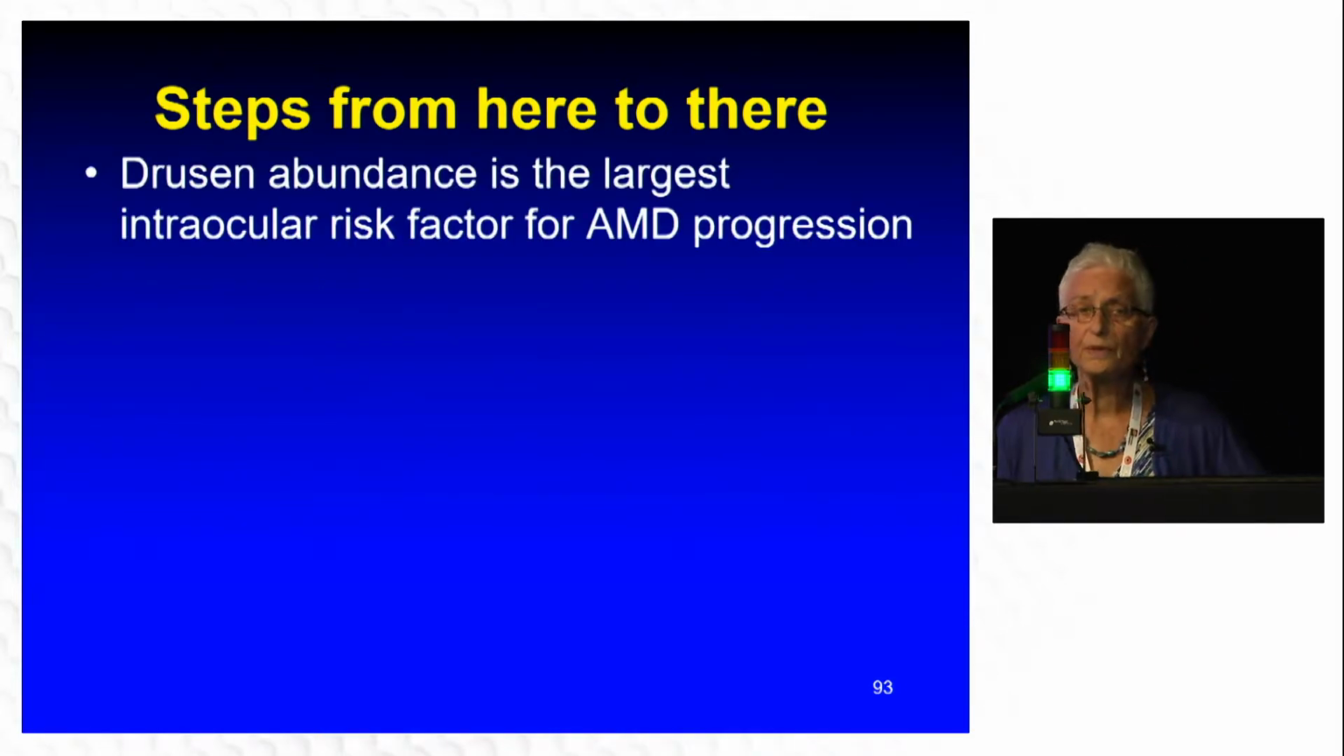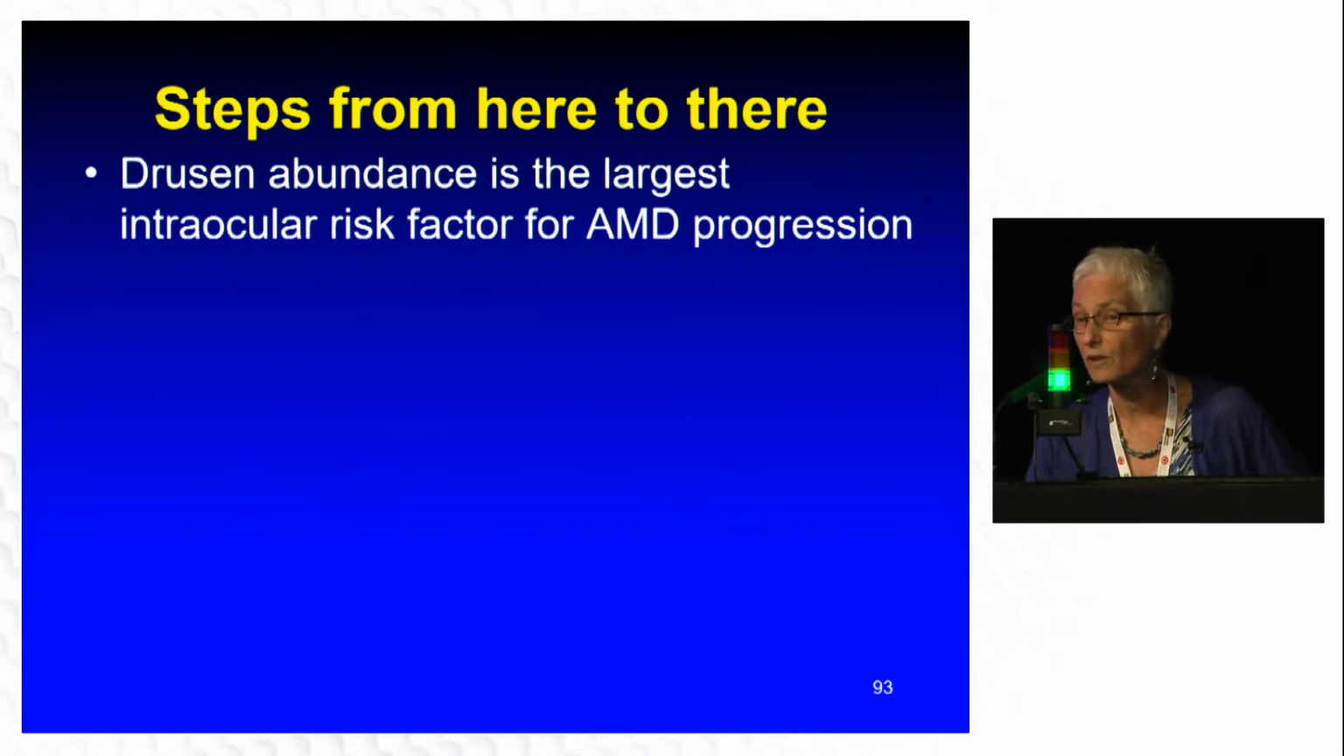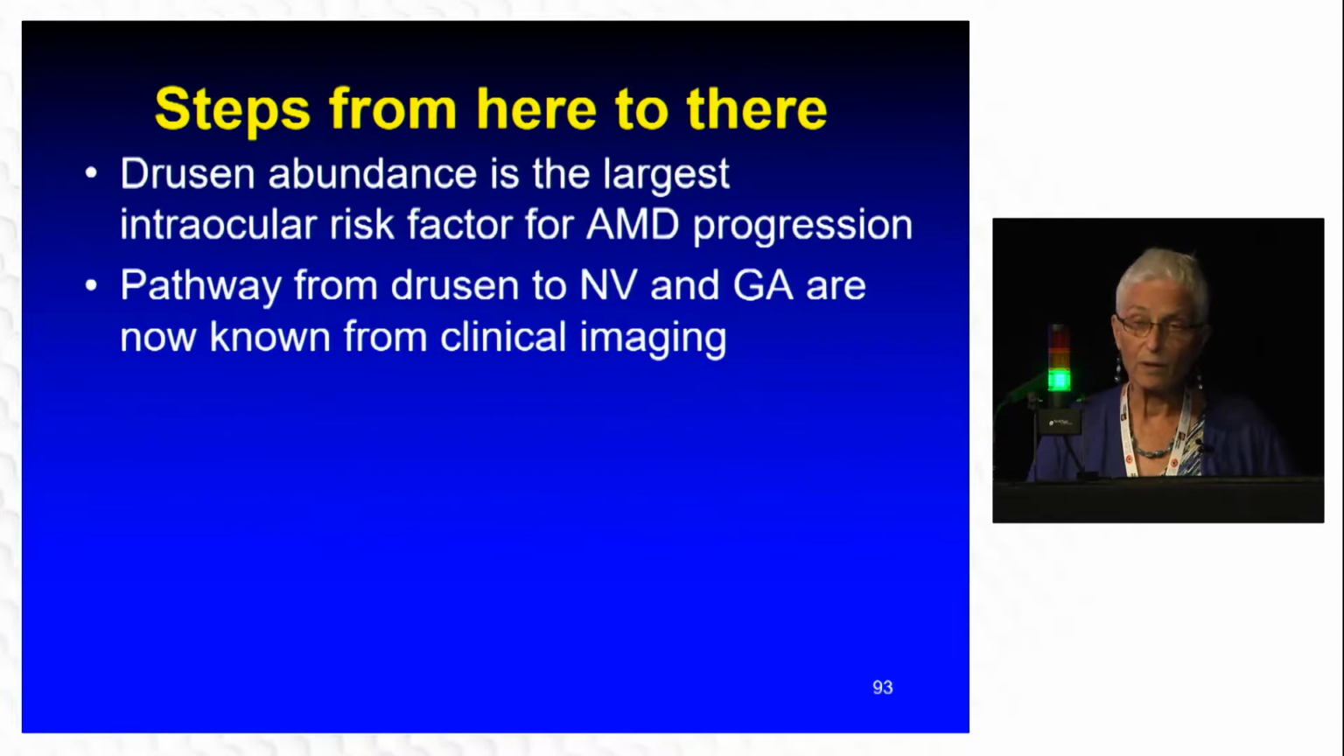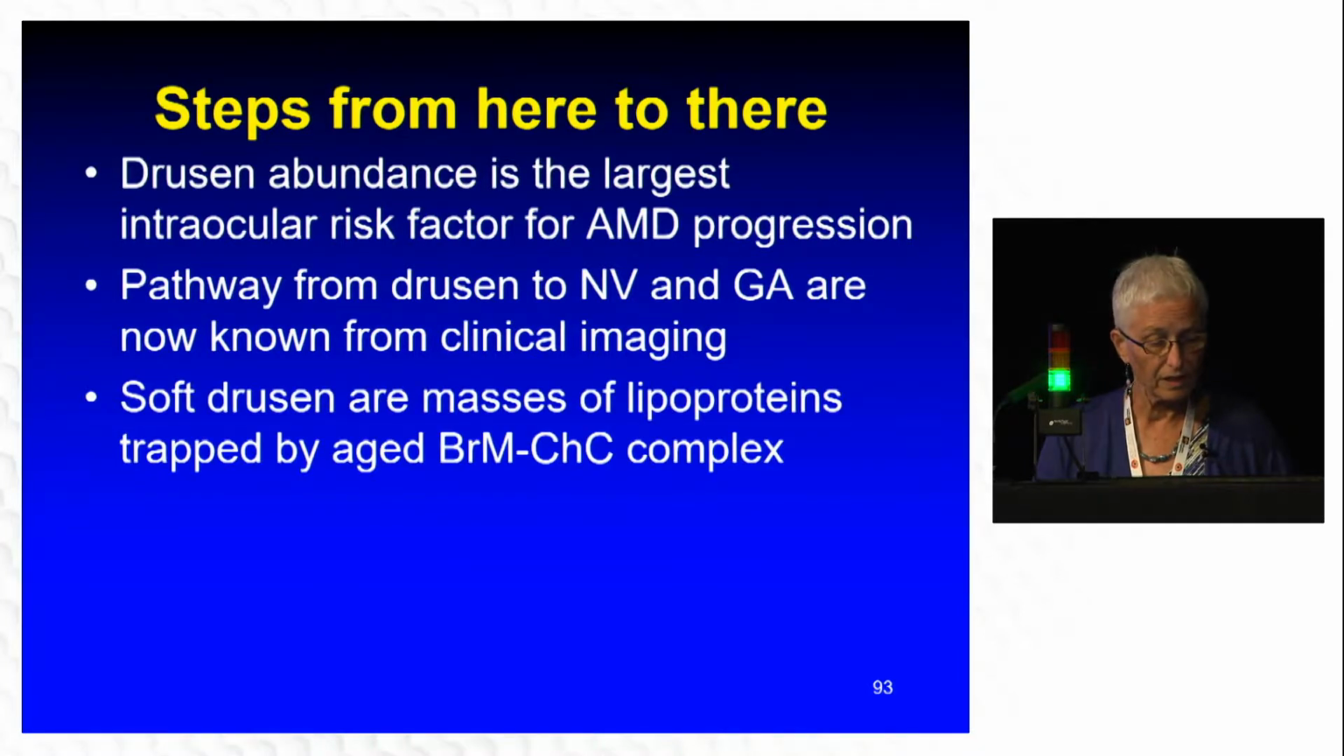So drusen abundance is the largest intraocular risk factor for AMD progression. It's been shown over and over in multiple studies. And now the pathway from drusen to both neovascularization and geographic atrophy, which are the two end stages, are known from clinical imaging. I'll show an example of that.